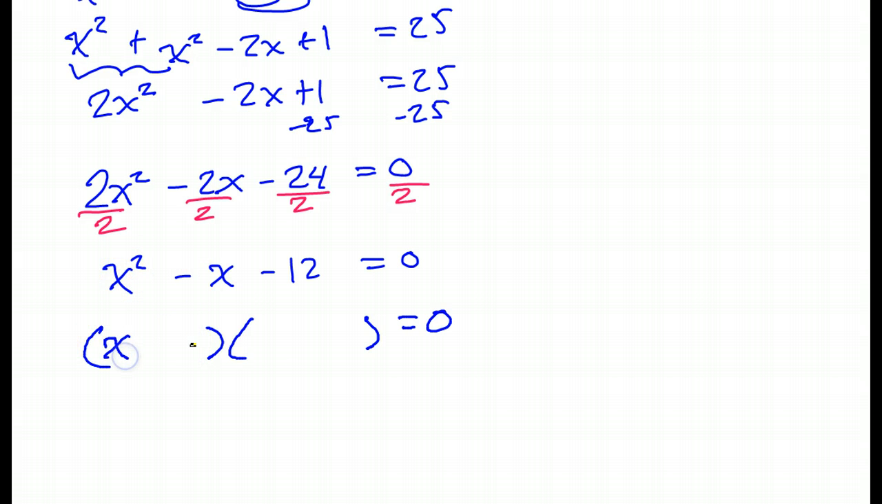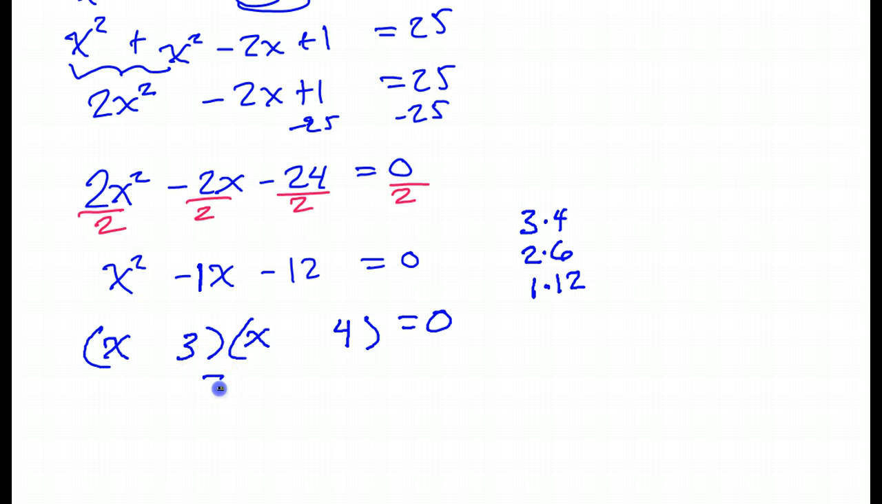x squared is x times x. 12 is either 3 times 4, or it could be 2 times 6, or it could be 1 times 12. Alright, these are the possibilities. Now, considering we're trying to get a negative 1 middle, I'm betting 3 and 4 will work.